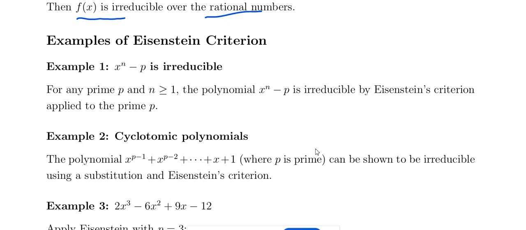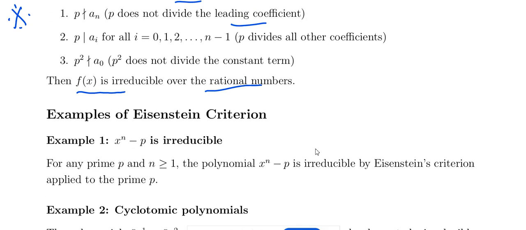So for some prime p, with n greater than or equal to 1, the polynomial x power n minus p is irreducible by the Eisenstein criterion. What does the Eisenstein criterion say? The prime number p must not divide the highest coefficient. The highest coefficient here is 1, and p does not divide 1, and p divides all other coefficients. Obviously, the other coefficient here is only p, so p divides it, and p square does not divide the constant p. Obviously p square doesn't divide p. So since all these criteria are satisfied, this is called irreducible.